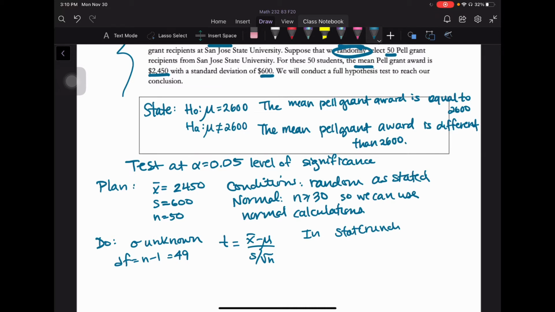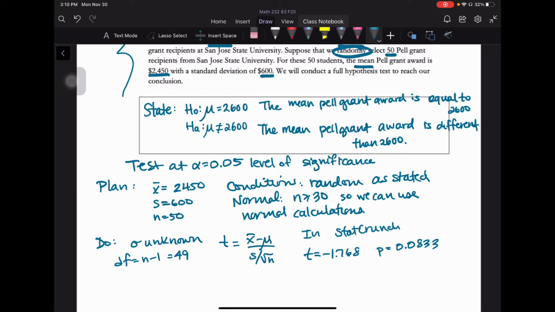In StatCrunch, I'll show you those calculations in just a minute, we get a t-value of negative 1.768, which is not outside of 2 standard deviations. So our p-value is equal to 0.0833. Our p-value is not low. So we found the p-value in StatCrunch, and we have stated that. What's the next thing?